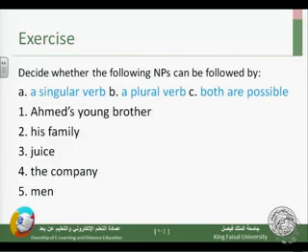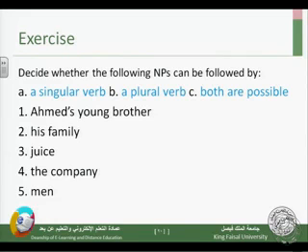So in the first example, Ahmed's young brother. So we have an NP here. This is not a full sentence. This is just the noun phrase, an NP. So Ahmed's young brother, can we follow it by a singular verb? Can we say Ahmed's young brother is? Yes, we can. So it can be followed by a singular verb. Can we say Ahmed's young brother are? No, we can't. So it cannot be followed by a plural verb. So the answer for number one is A.